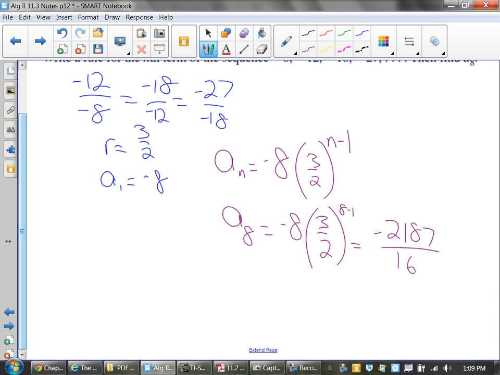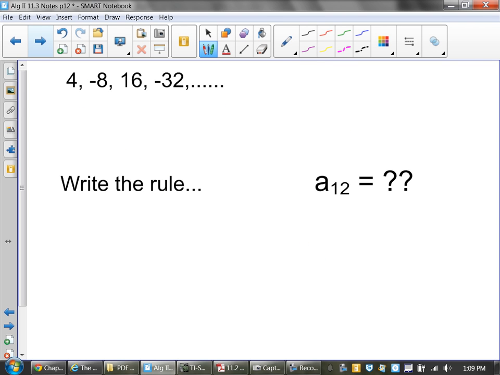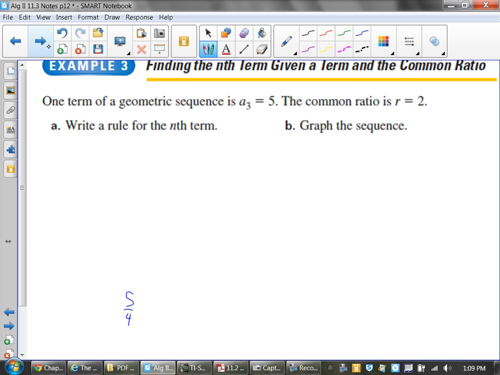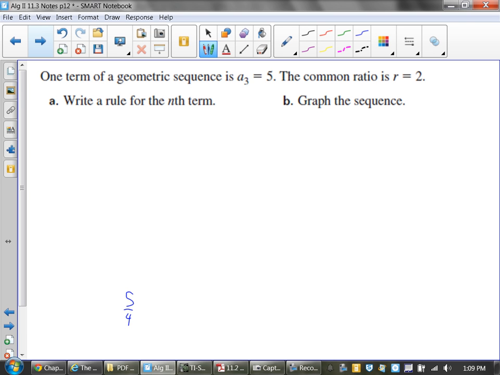So just like yesterday, when we went from the generic rule with the difference, then we jumped into, all right, well, the 5th term had a difference of 6, write out the rule. We'll do the same thing. Do you want to write out another one on your own? Not really. All right, well, let's go to this then. We'll do the same idea.